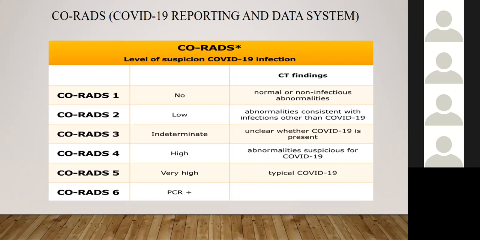And if it's CORADS 5, it's the typical COVID-19 picture we are seeing, ground glass appearance and all those things that we tend to see with COVID. And if we say CORADS 6, it means you've done an image which is typical of COVID-19, so CORADS 5 plus a PCR. So it's like a definitive diagnosis for COVID.